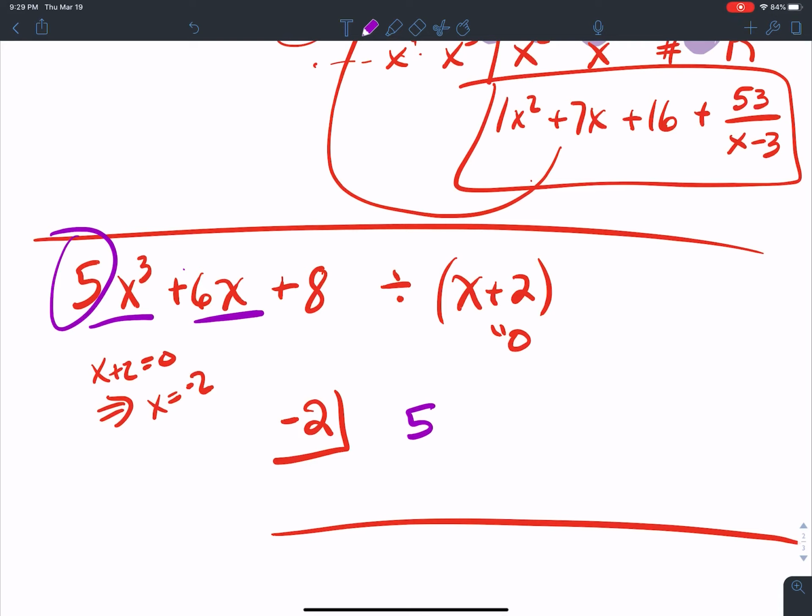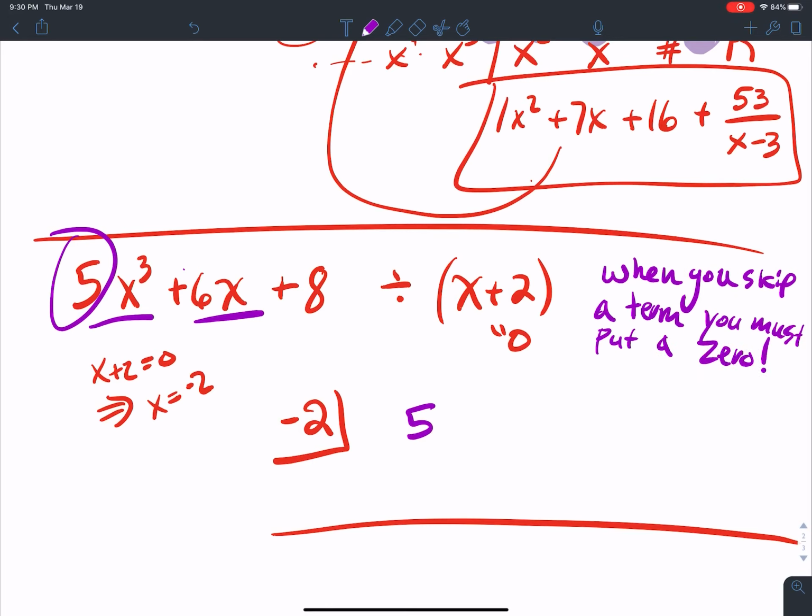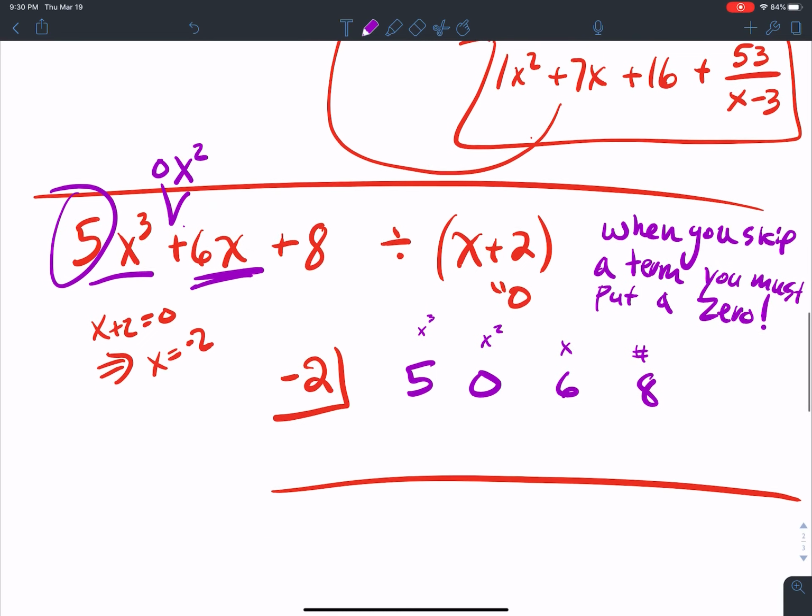When you skip a term, you must put a 0. Okay? So what did I skip? I actually have a 0x squared somewhere in there, right? Between x cubed and x. So I have a 0 here. So that's my x squared. This is my x cubed. This is my x squared. This is my x. This is my constant, right? So my x is 6x, and then my constant, that's 8. So now I've got it set up.